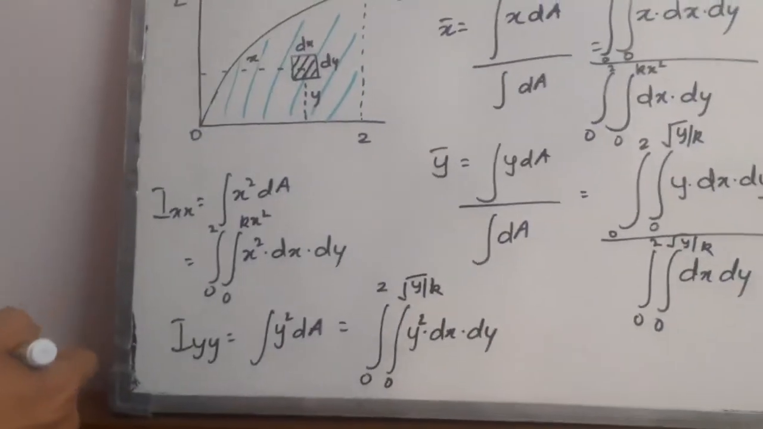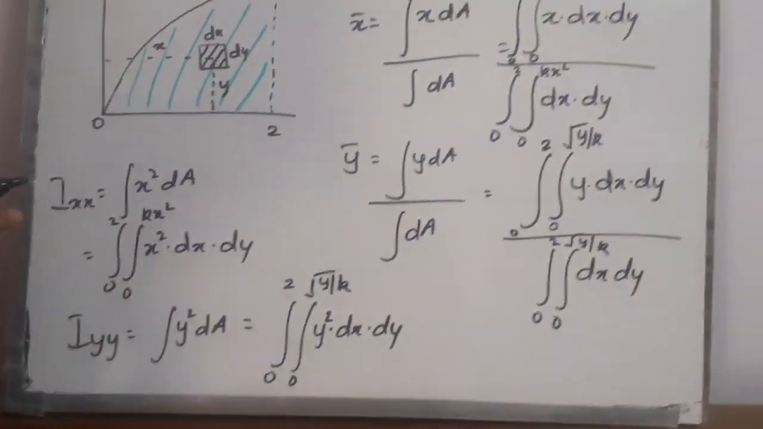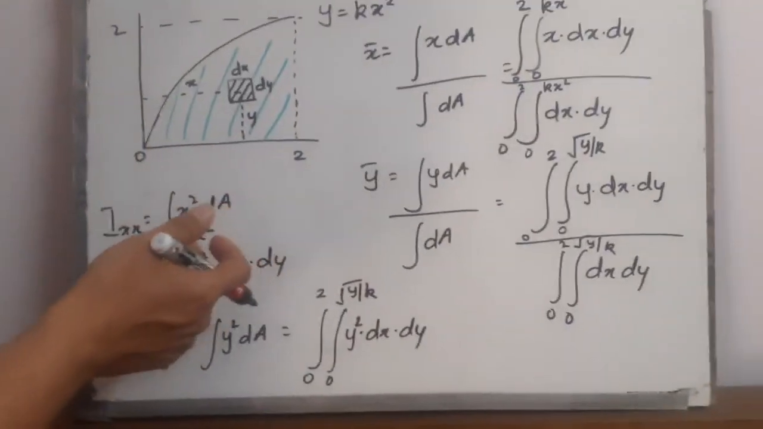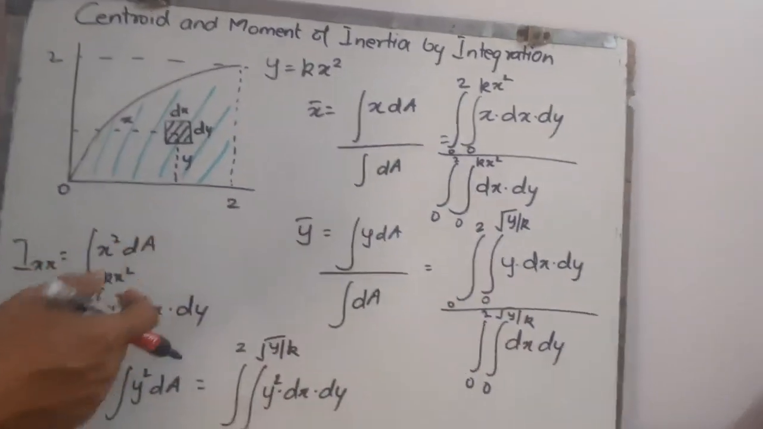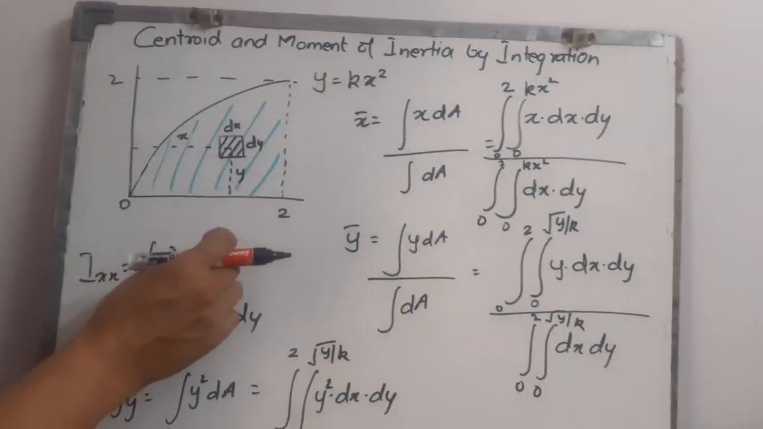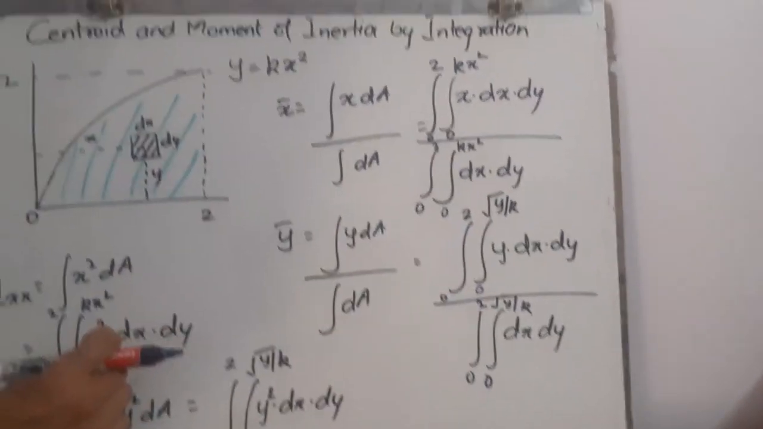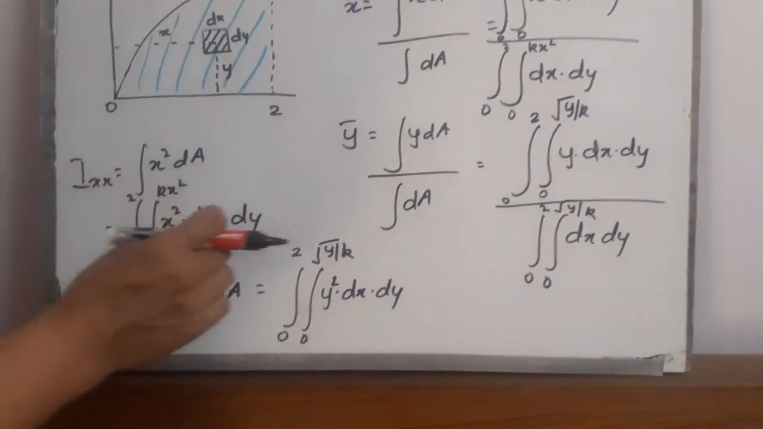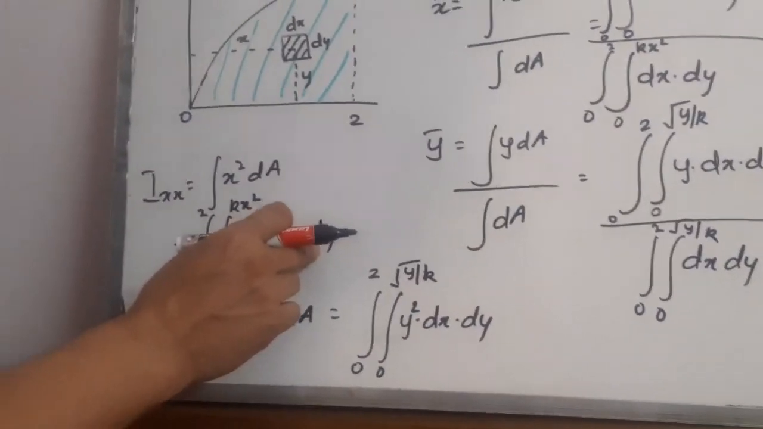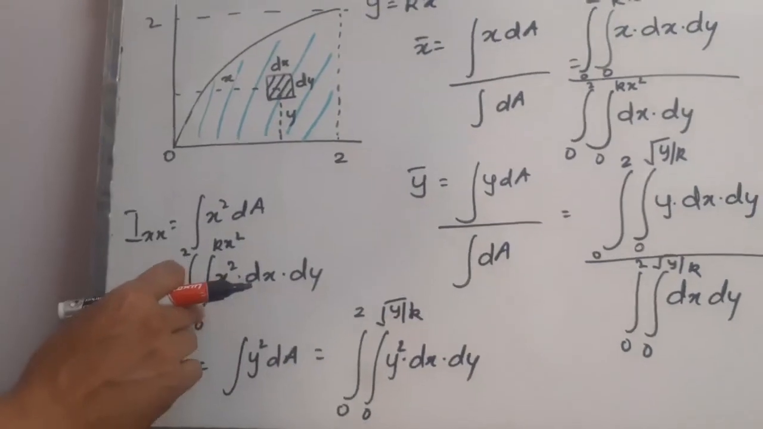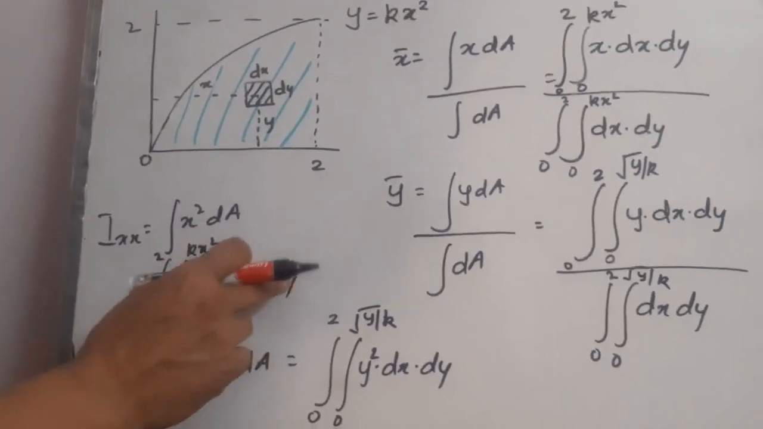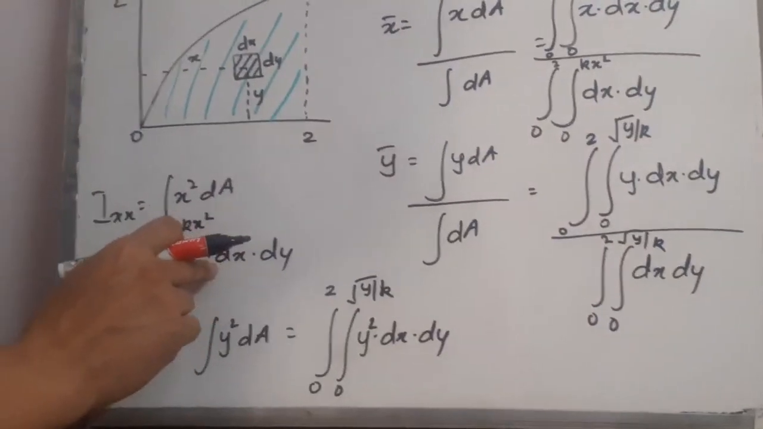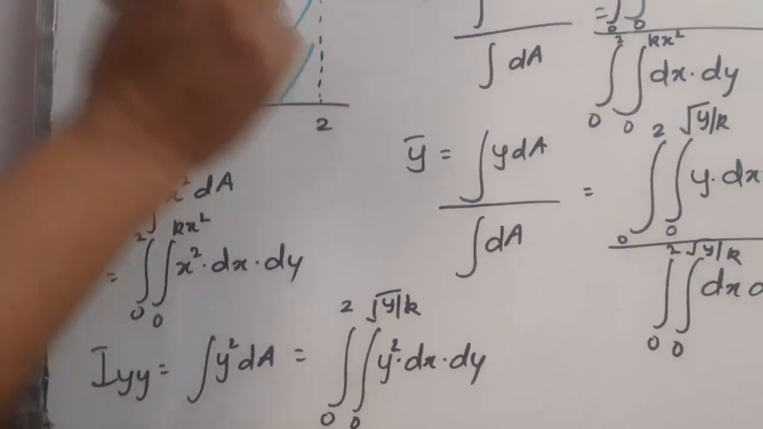Similarly, when you want to find out the moment of inertia, Ixx is equal to integral x square dA. Now this is relatively easier because the denominator has vanished and you have come to the moment of inertia. So x square dA gets replaced by x square into dx into dy. As you are finding out Ixx, dy will be integrated first. So if you want to integrate with respect to dy, you need to find out the limits of y. The limits of y are, it starts from 0 and goes up till kx square. And the limits of x are, it starts from 0 and finishes at 2.